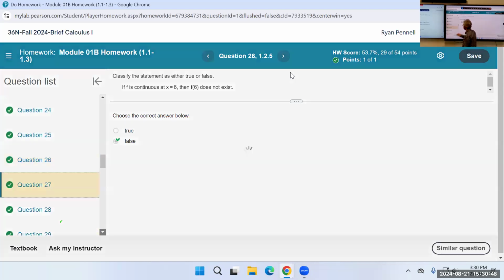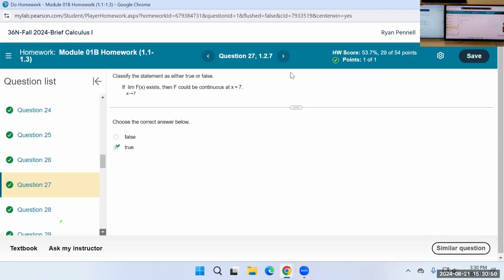Okay, let's look at 27. Classify the statement as either true or false. If the limit as x approaches 7 exists, then f could be continuous at x equals 7. Yeah, it could be continuous. It's not even a strong statement. It could be. It didn't even say it is. It's just that it could be. So yeah, I would say that's true. There's no jump there.